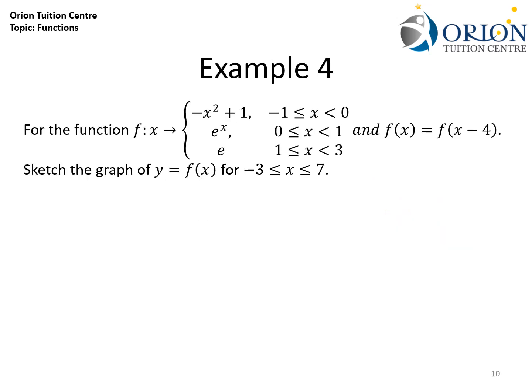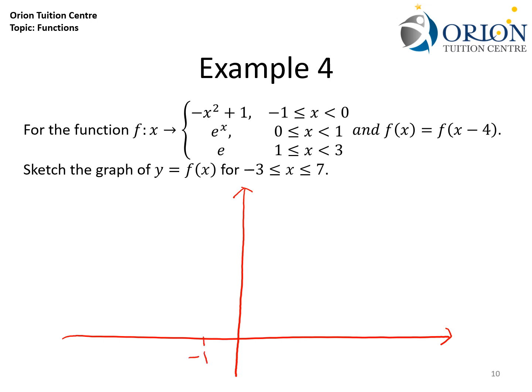In example 4, we now have a periodic piecewise function and we are asked to sketch the graph. So to sketch the graph, we will first draw out the base repeating unit. It is going to go from -1 to 0 and eventually to 3. And let's draw it bit by bit. Between -1 to 0, we get negative x squared plus 1. So it's going to look like this.